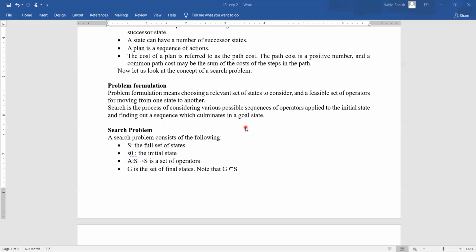What you are required to do in the problem formulation is consider the set of states which can be relevant to my problem, and these are the feasible ones. Like, I can have x number of operators which I can apply for the particular problem, but I need to think about which are the feasible operators.